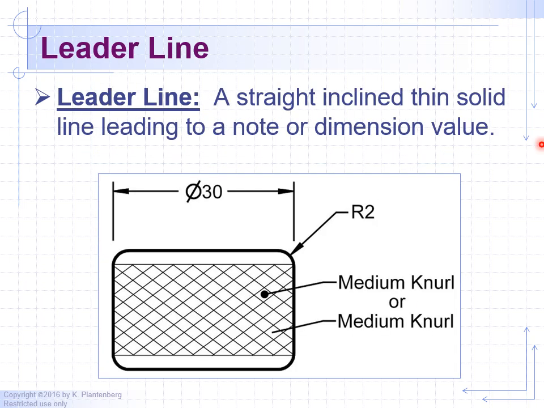So here's our leader line. Leaders are these straight lines, right, with either an arrowhead. If it's pointing at an object, it may go to a dot or just to a feature, depending on what it's actually showing. It has what's referred to as a landing. That's that little flat part here. And then it has whatever the node is. So for example, this corner has a radius of 2. This feature is a medium knurl. Knurling is that crisscross pattern you see sometimes on things you're trying to spin.